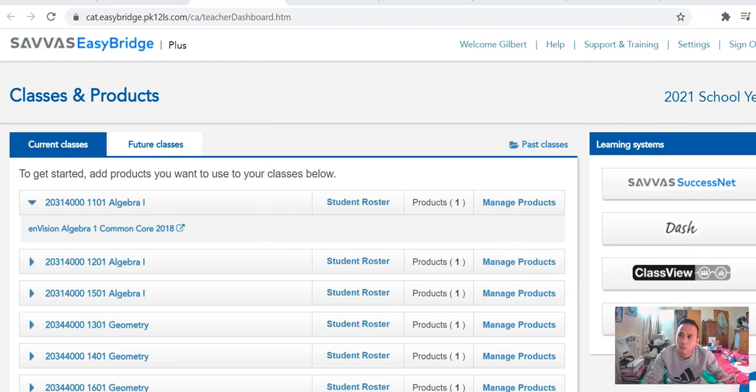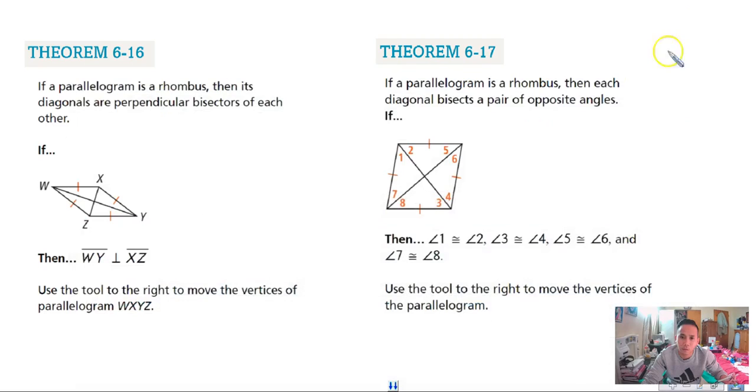All right, let's do another one here. Remember these two theorems, guys. You can pause this video so you can take them down for future reference.